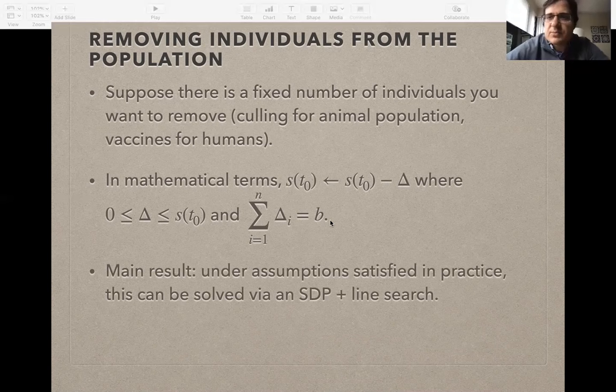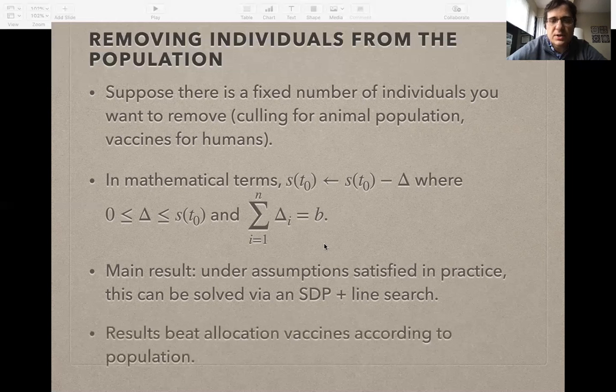Under some assumptions that are satisfied in the data sets that we're looking at, something on the positive definiteness of certain matrices you construct from the data, we have been able to show that you can solve this problem by solving a semi-definite problem plus a line search. So it's not as scalable as the problems I described a little bit earlier, but you can still solve it. And once you do, you find some results that are also intriguing and counterintuitive.